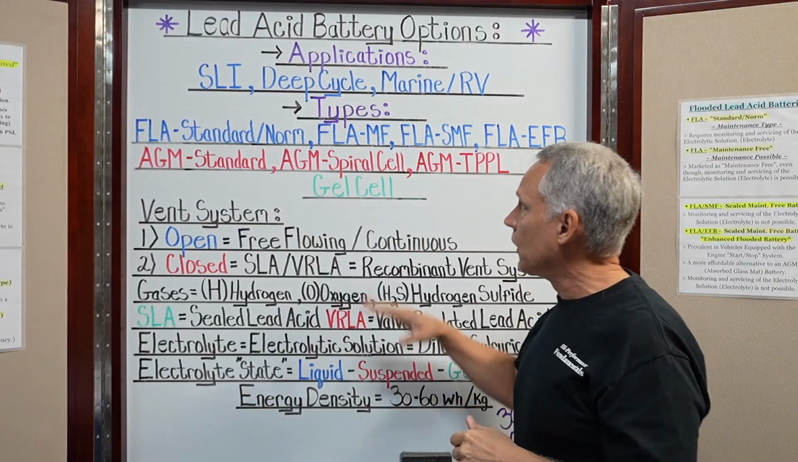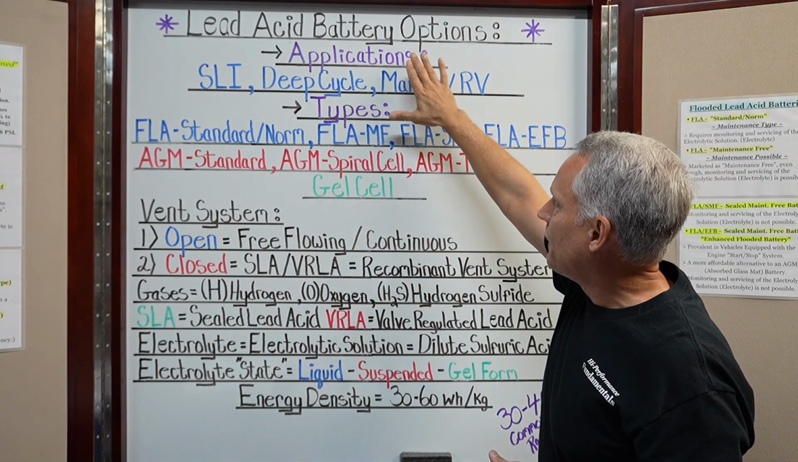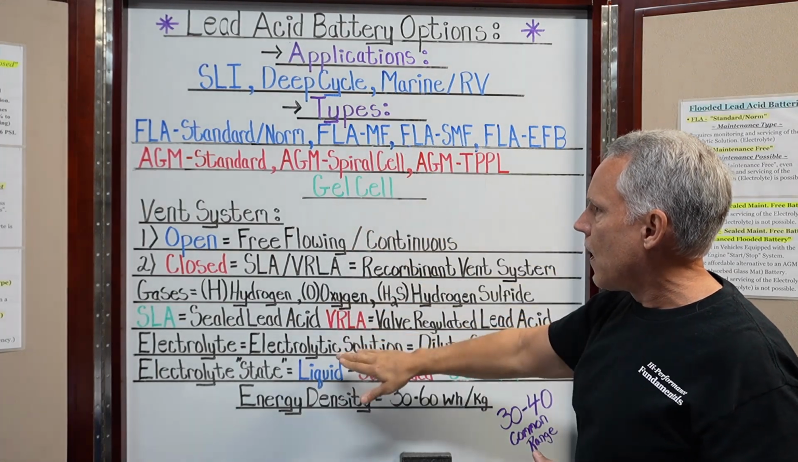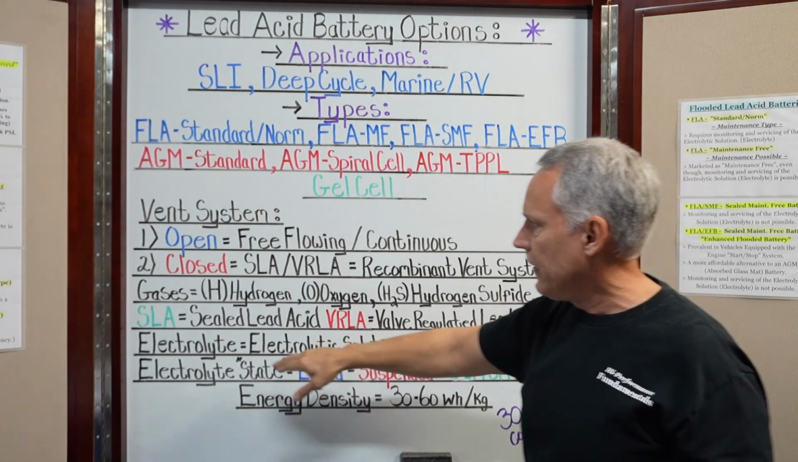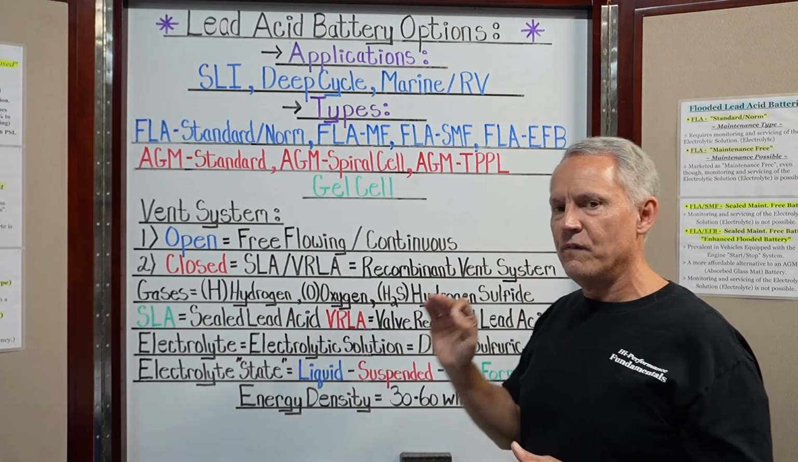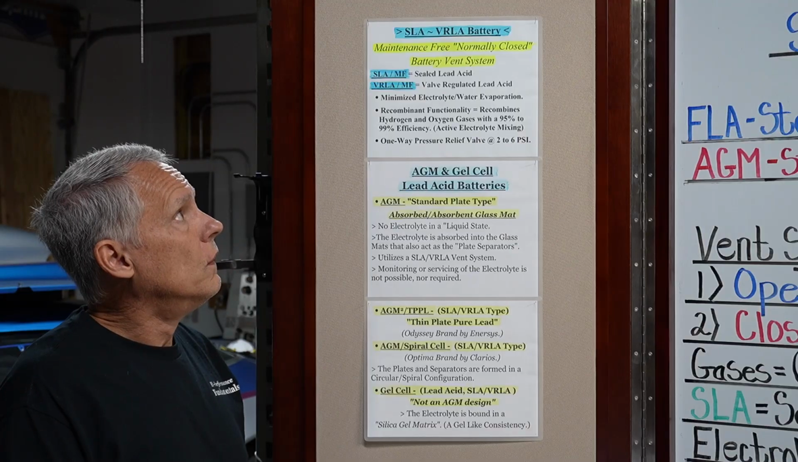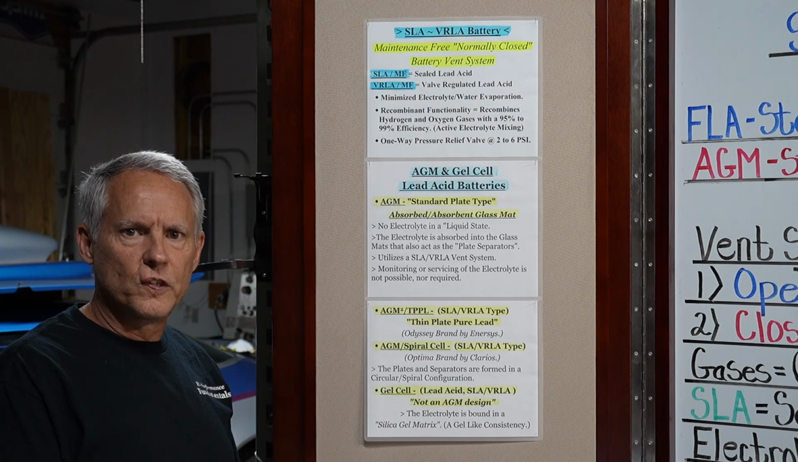But anyhow, that's what I wanted to go over to get started on breaking down, now going from applications to types. Now we're going to expand upon this a little bit more. I think the first thing I will touch on is your VRLA in your sealed lead acid. That type of vent system, I want to expand on that just a little bit more, and then we'll move forward from there. All right, so let's break down the SLA, VRLA vent system a little further.